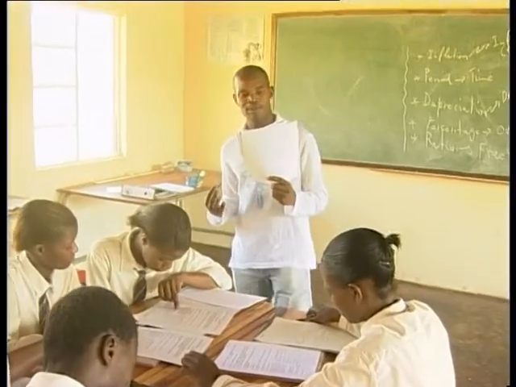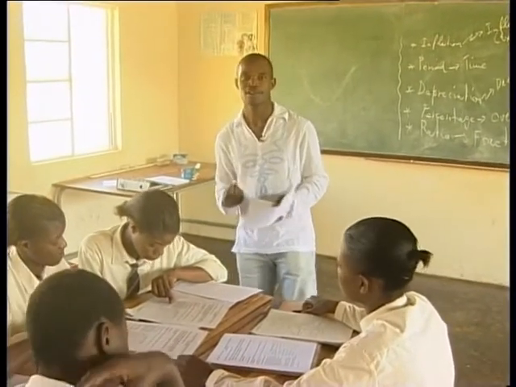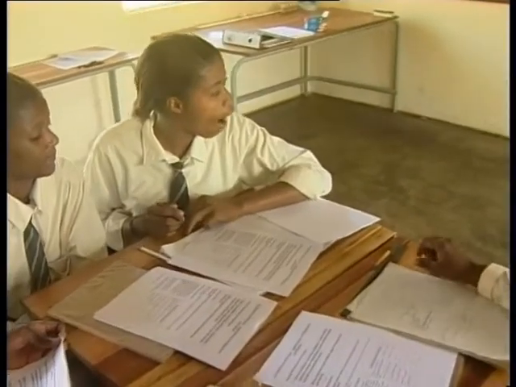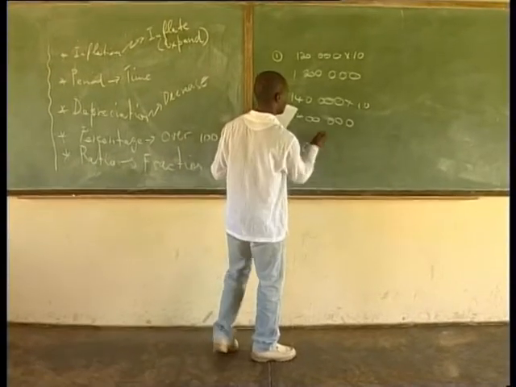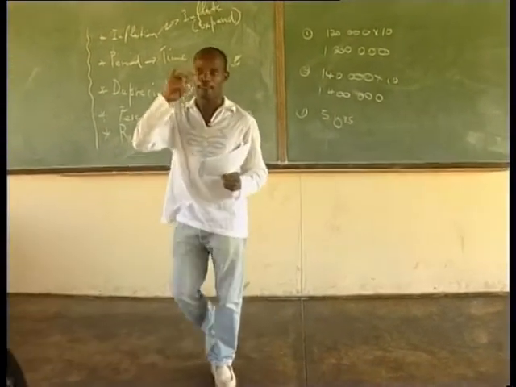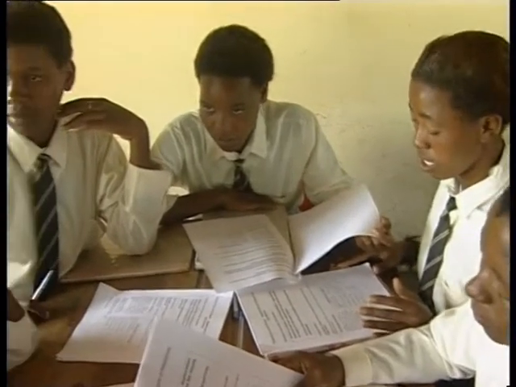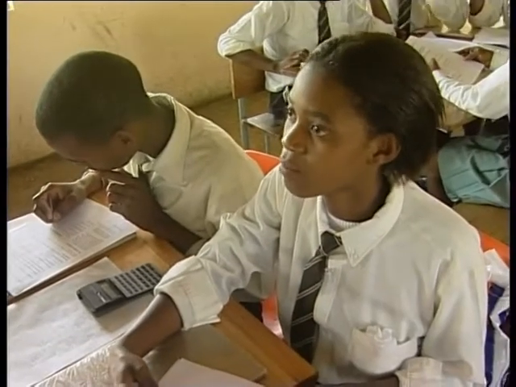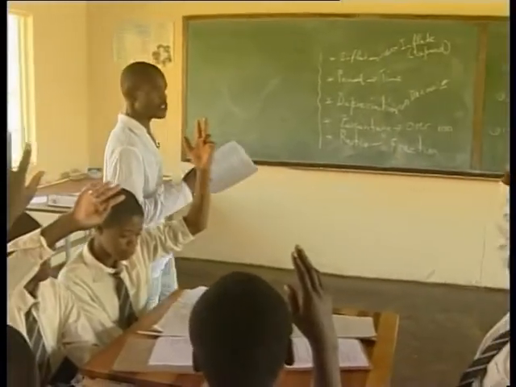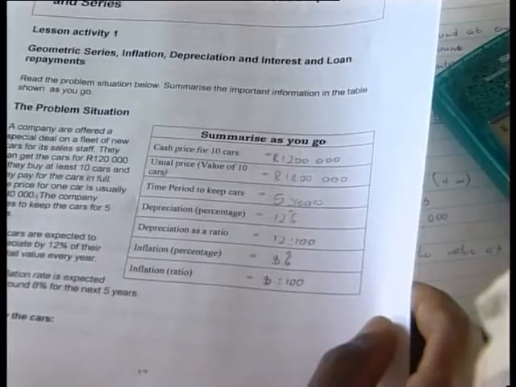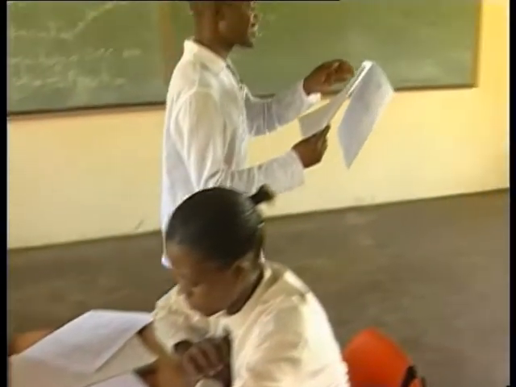Okay. Time, that is the period to keep the cars. The period is 5 years. This is what you should get on the period, 5 years. Okay. Depreciation as a ratio? Yes. 12 is to 100. Inflation as a ratio? 8 is to 100. This is what you should have in your column there. That is going to help you. And you go through to the next questions, where it's written solving the problem.